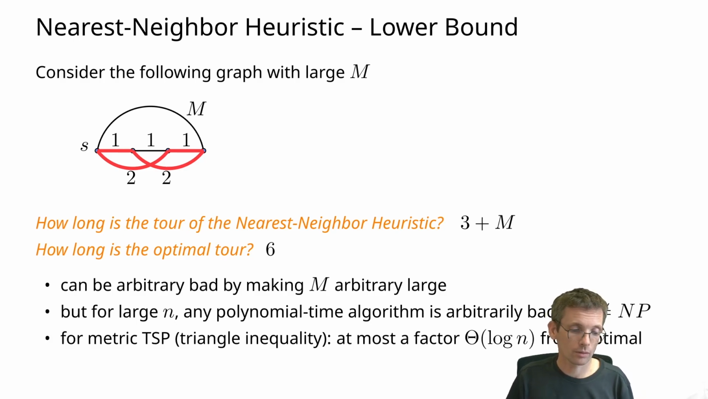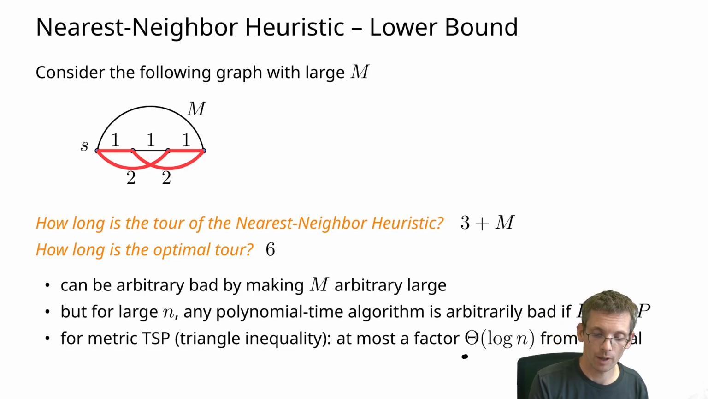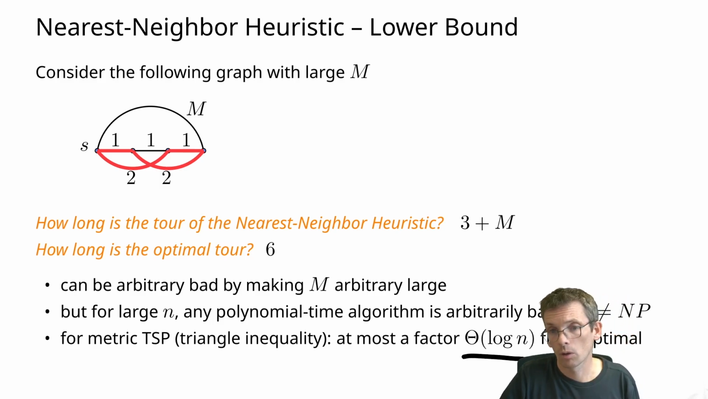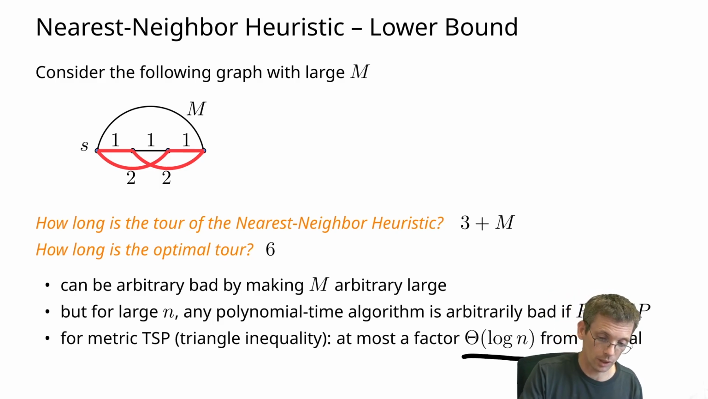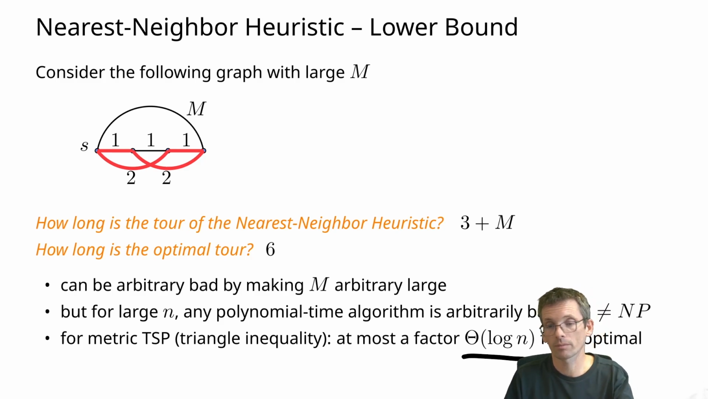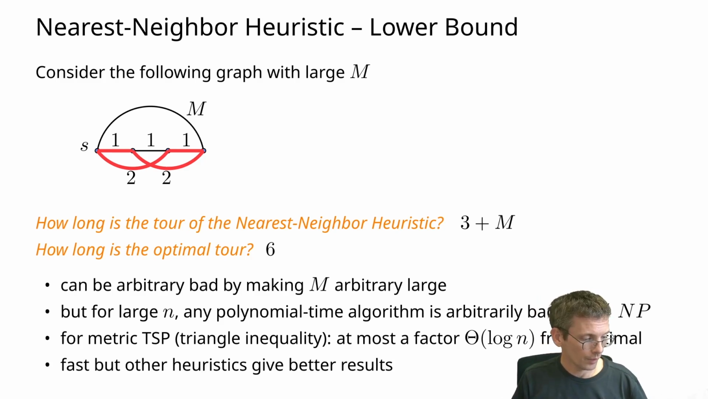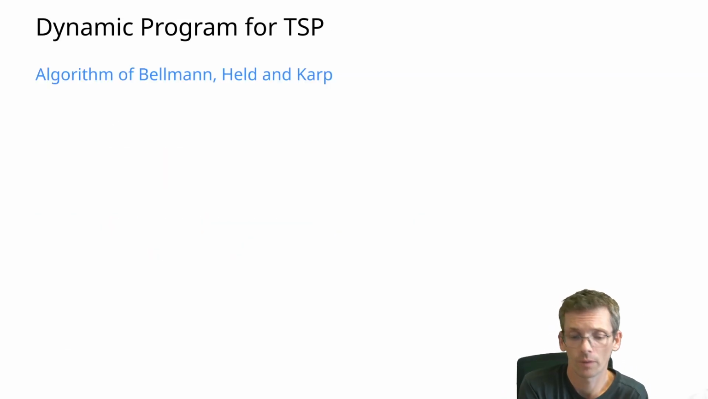And good news, for a metric TSP, the approximation factor is at most logarithmic. That might still be much more than you would want to have, but it's at least a start. So it's a viable heuristic, although there are other heuristics that are also fast and give shorter tours. So much about other algorithms. Now let's focus on the dynamic program by Bellman, Held and Karp.